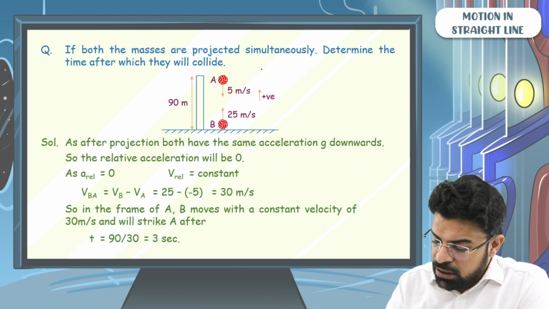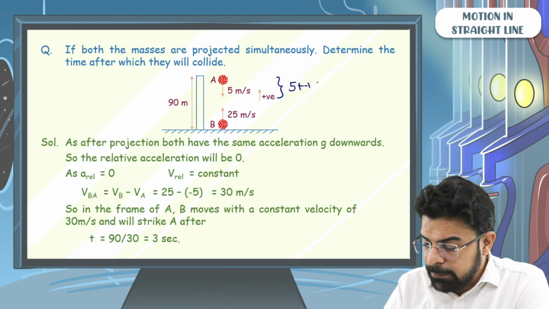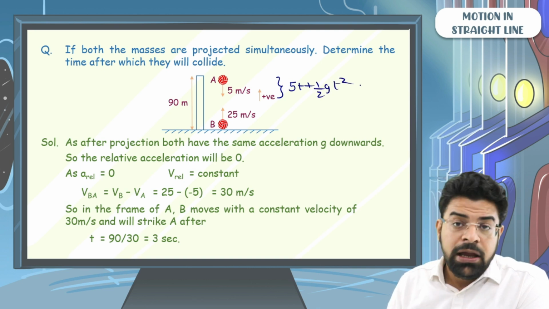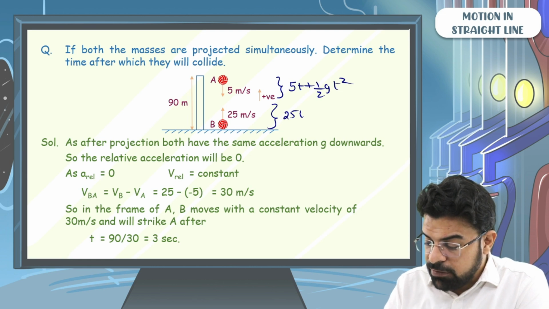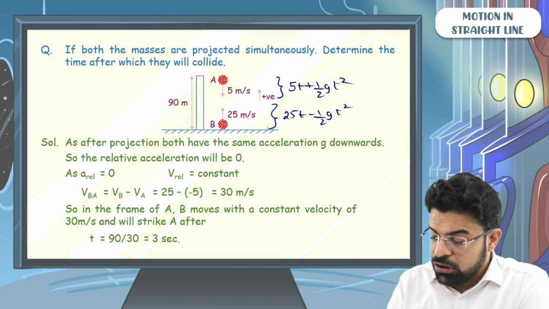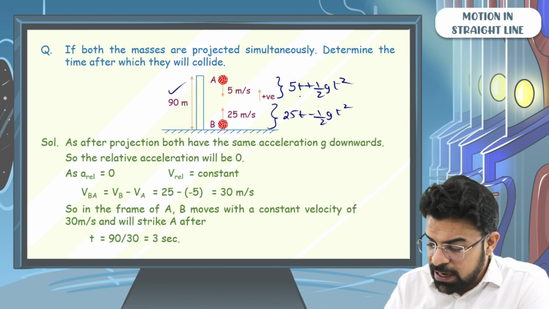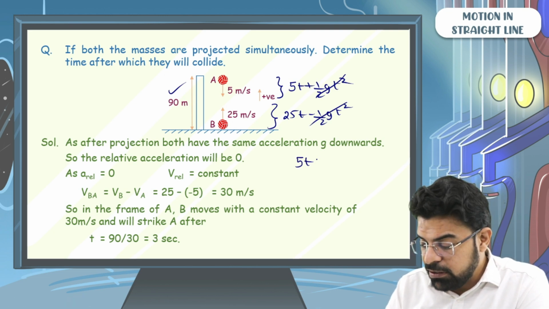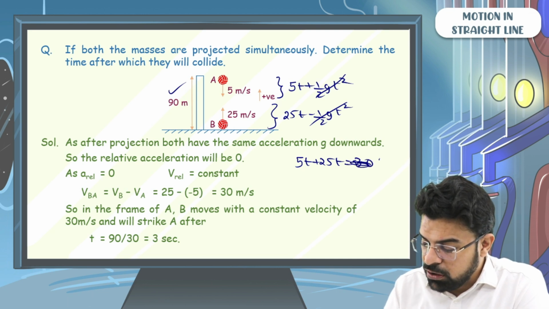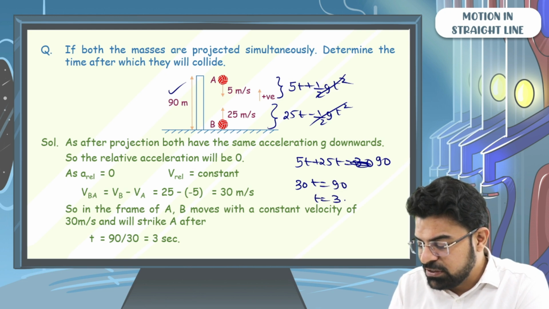Yes, you can. In a time t, the distance moved down by A will be equal to 5t plus half gt square. In a time t, the distance gone up by B will be equal to 25t minus half gt square. So when you add them up, it should be equal to 90. When you add them up, this half gt square part gets cancelled. So you get 5t plus 25t equals 90. Total distance 90. So 30t equals 90, or t equals 3 seconds.